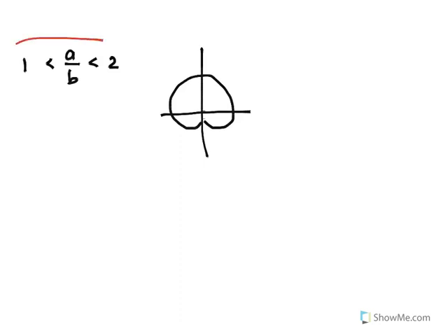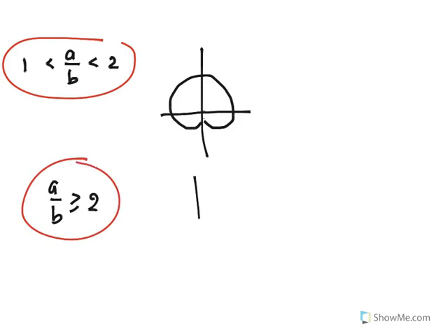Now, there's another scenario when you have A over B that is greater than 2. Then you're going to get, again, a graph that looks almost like a circle. Looks like a circle. And again, has nothing to do with the origin. That's not part of your graph. Okay?